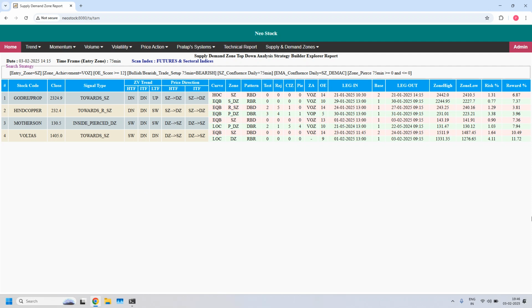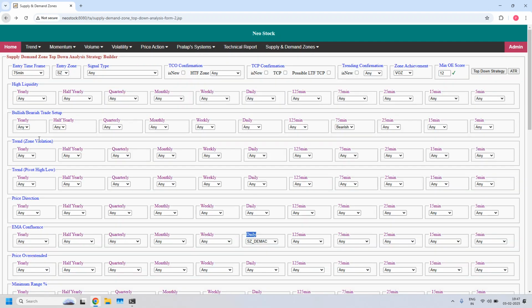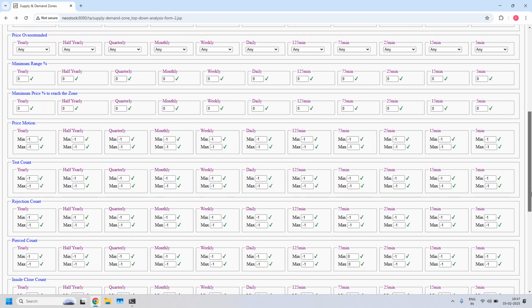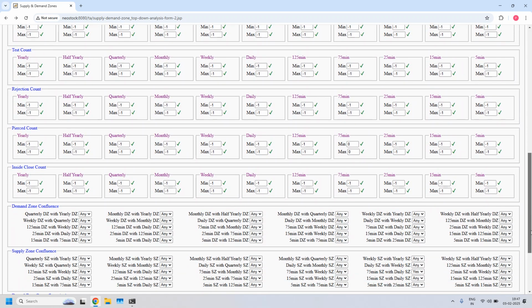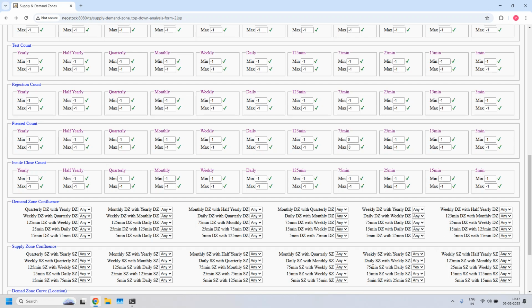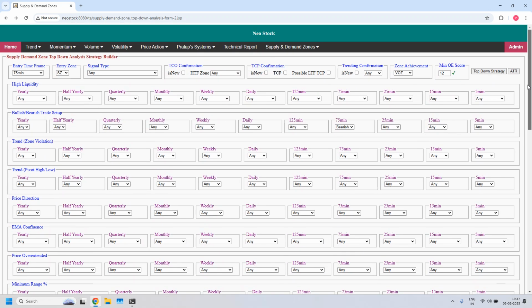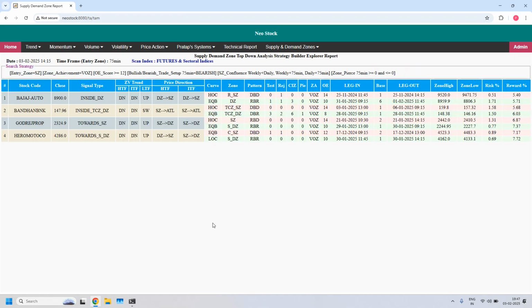Next, let us look for LTF, ITF and HTF specific filtered stocks. So I am removing these EMA filters which is specific to ITF. Now we should focus on HTF also. So that's why in the supply zone confluence I have to set 3 filters. First filter is already enabled in the previous report. Second filter, 75-minute supply zone with weekly supply zone confluence. Third filter, daily supply zone with weekly supply zone confluence. With all the 3 filters, LTF, ITF, HTF supply zone confluence, we got 4 stocks.